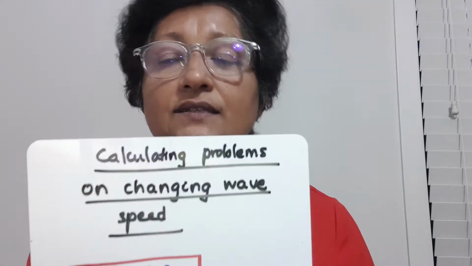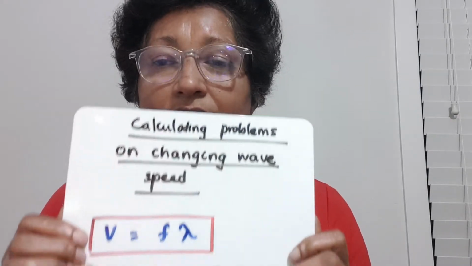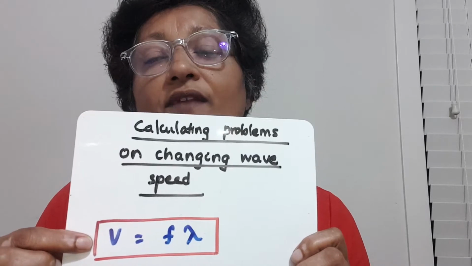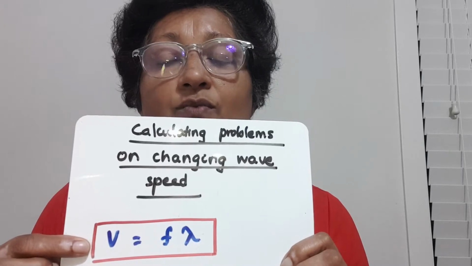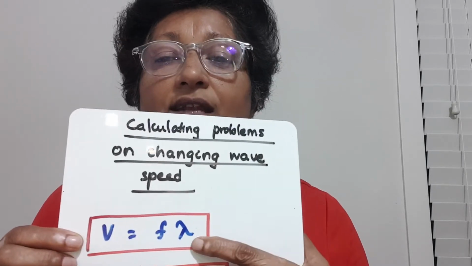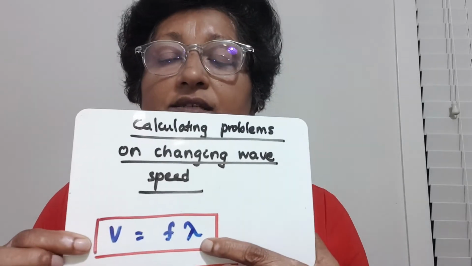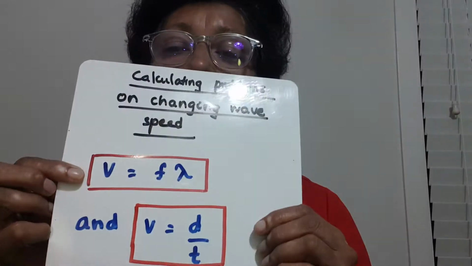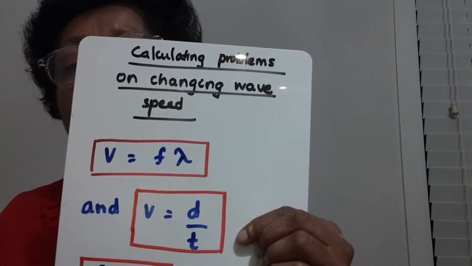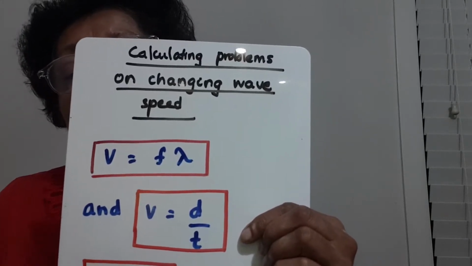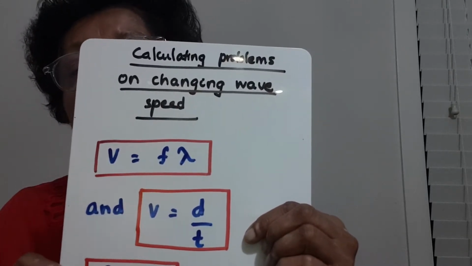So the title is doing some calculations on changing wave speed. The thing that connects the speed, frequency and wavelength is the speed of a wave. It's related to its frequency and wavelength. Frequency is f. Wavelength is this Greek letter lambda. So v equals f lambda. That's one way of calculating speed, but there's also one other way, which is v equals distance over time, where v is the speed of the wave and d is the distance a wave travels in a given amount of time. So there's two ways of calculating the speed of the wave.